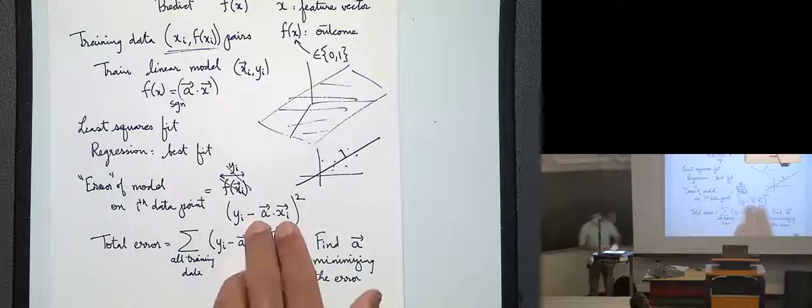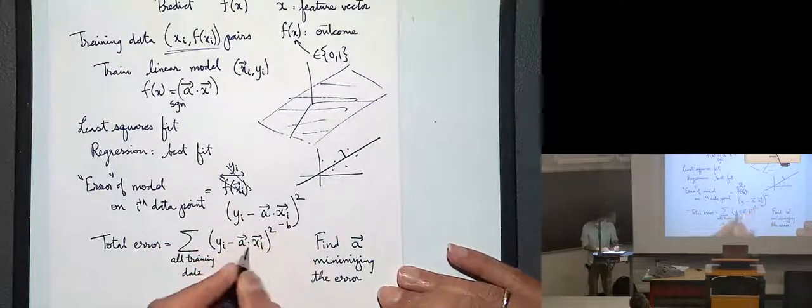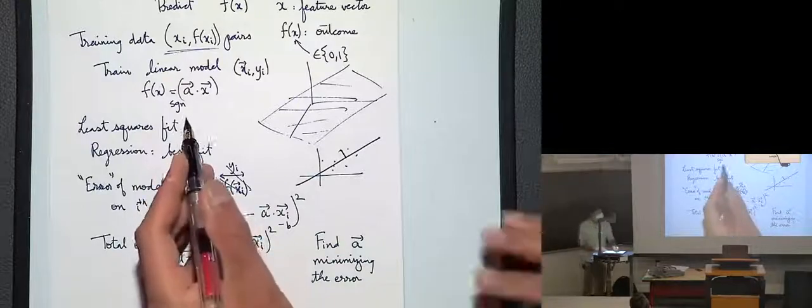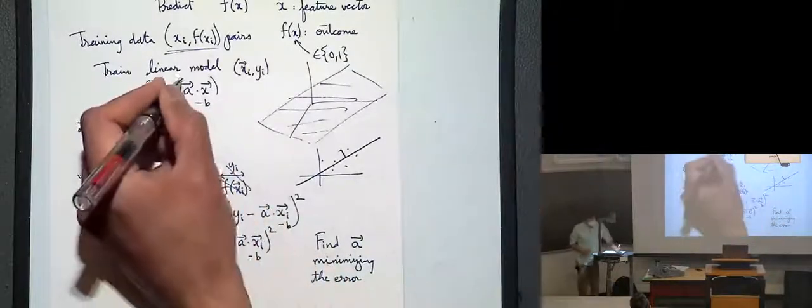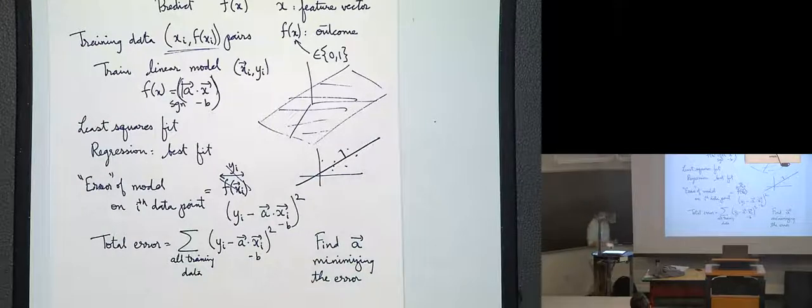So in this case, you might say AI minus some B, like you can have some offset. So you could say your model is minus B, right? You take some plane and then you shift it. So to solve this, if you do a little bit of, it's not very complicated.